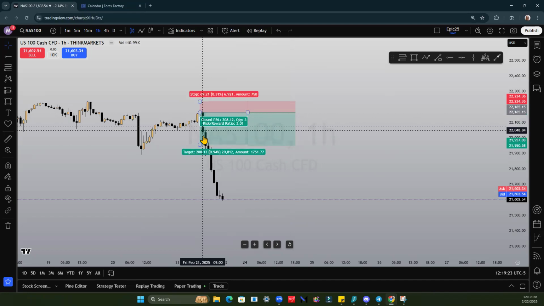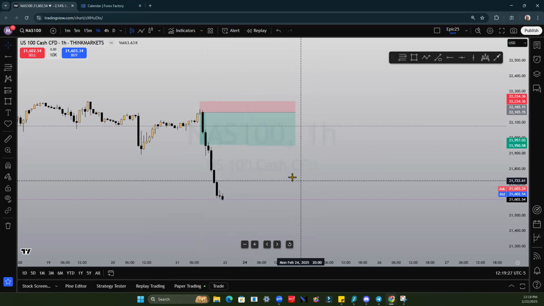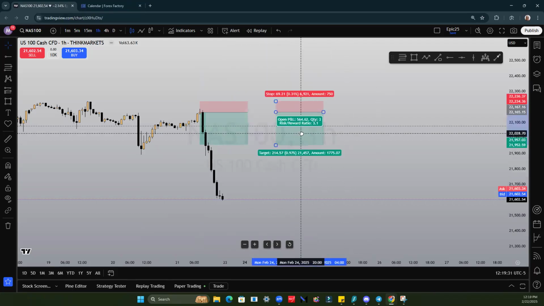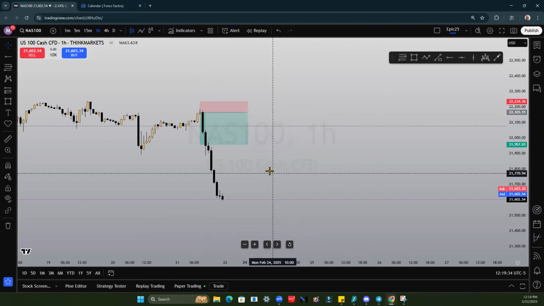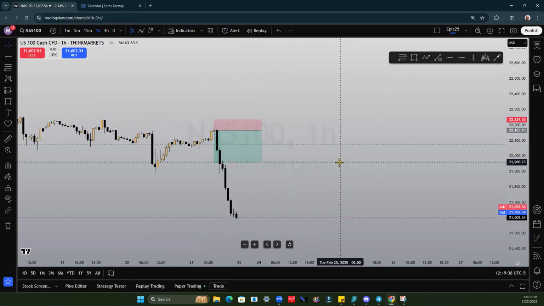Okay. So one, two candles, it hit your take profit and you're able to walk away with some money in the bag. So that's a really cool strategy that you guys could practice with the red folders.